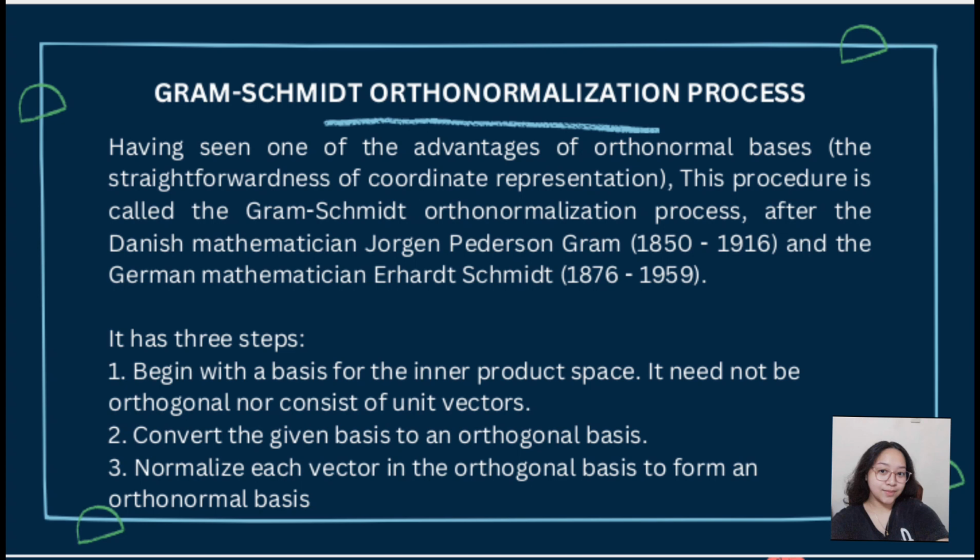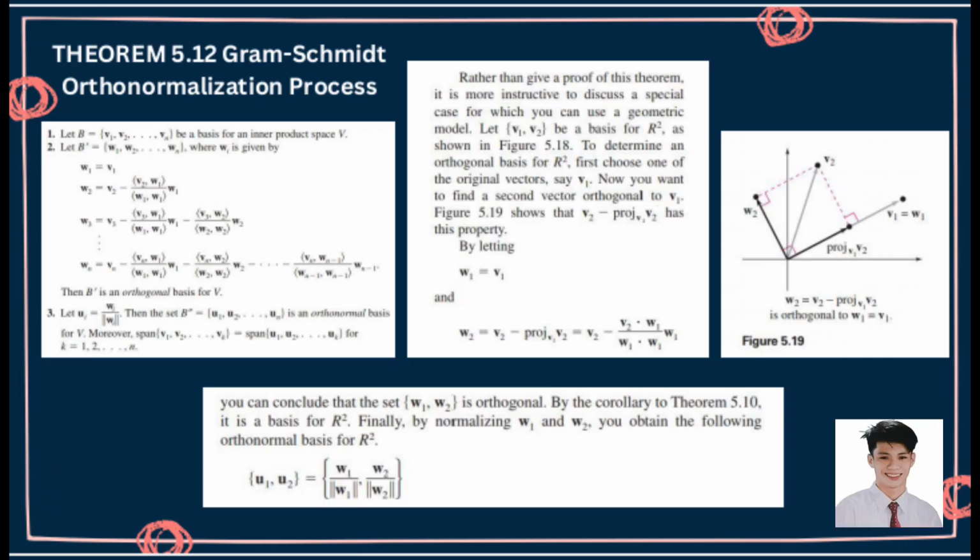So, the other theorem is discussed by Mr. Cantillo. Theorem 5.12, Gram-Schmidt orthonormalization process. Number 1, let B equal V sub 1, V sub 2, up to V sub n be a basis for an inner product space V, and let B prime equal W sub 1, W sub 2, up to W sub n, where W is given by: we know that W sub 1 is equal to V sub 1. What I'm trying to say is, kung ano yung magiging value ng V sub 1, ayun din ang magiging value ng W sub 1 natin. Next, W sub 2 is equal to V sub 2 minus the inner product of V sub 2 and W sub 1 over the inner product of W sub 1 and W sub 1, times W sub 1.